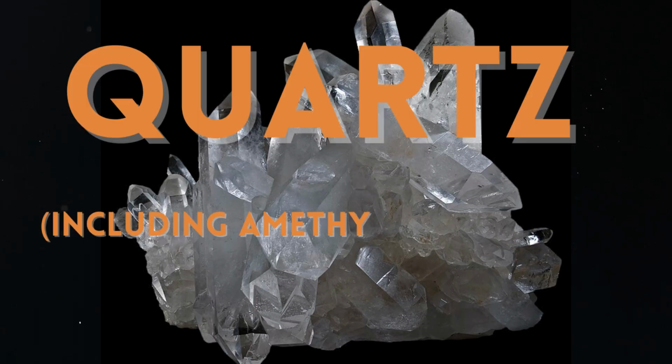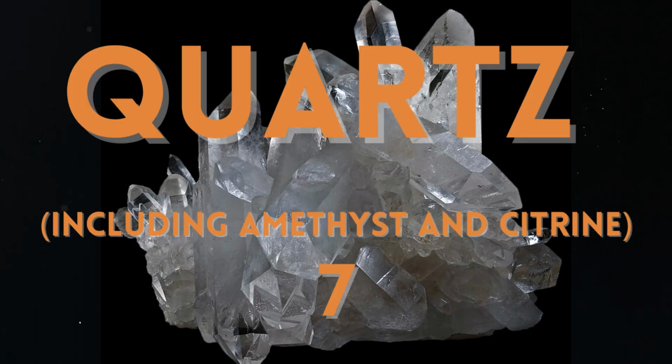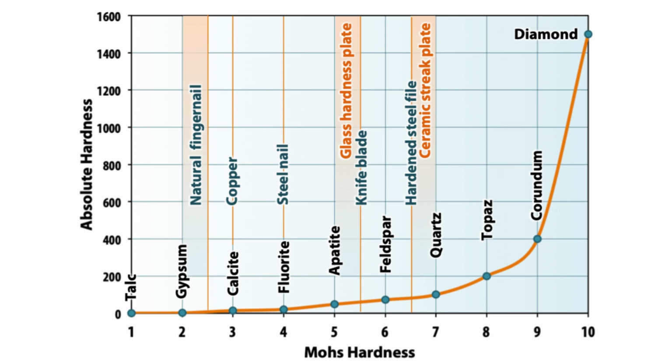Quartz is numbered 7 in the Mohs scale. It is used in many aspects of our lives including jewelry. However, its most popular use is in glassware and clocks.